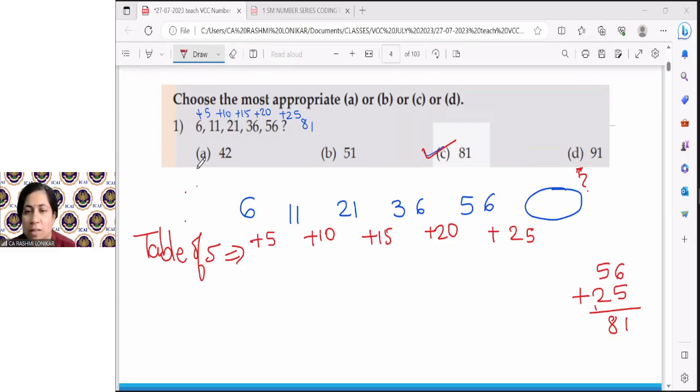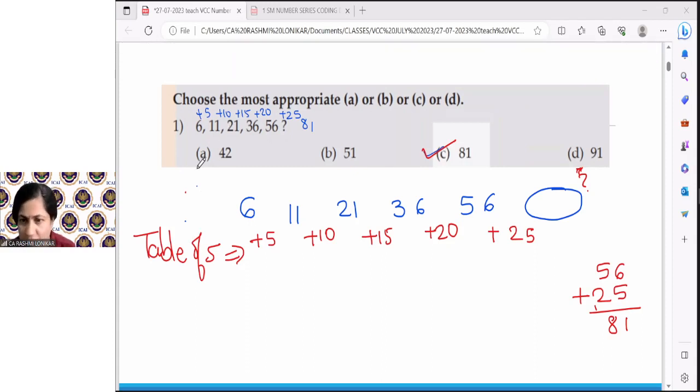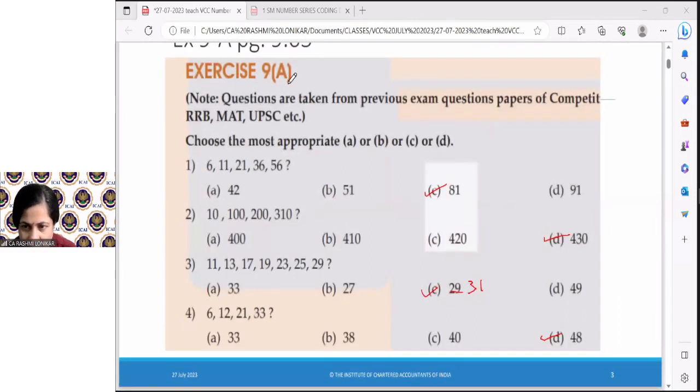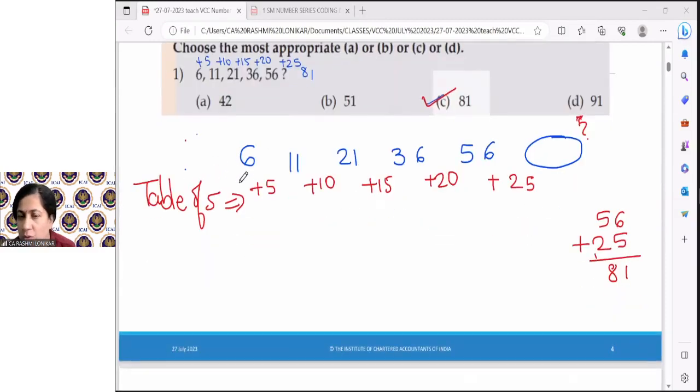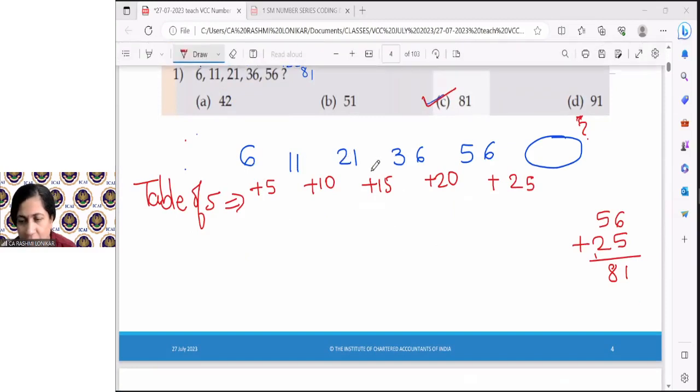The question is the first question of the exercise. Okay, this is exercise 9A. So we are taking the first question over there. The numbers are 6, 11, 21, 36, 56. I'll write it again. 6, 11, 21, 36, and 56.